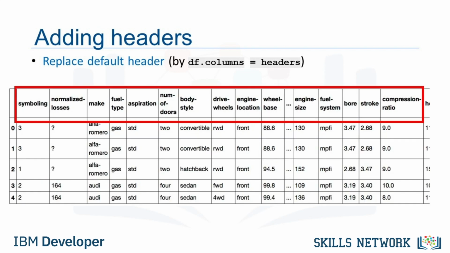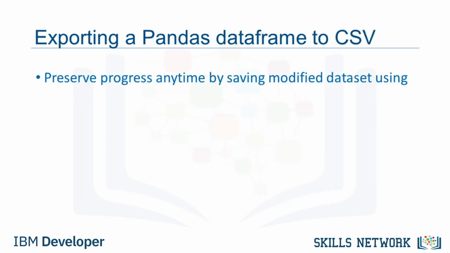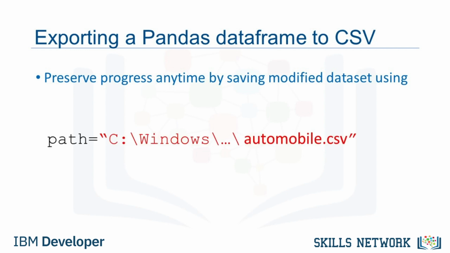At some point in time, after you've done operations on your data frame, you may want to export your Pandas data frame to a new CSV file. You can do this using the method to_csv. To do this, specify the file path, which includes the file name, that you want to write to. For example, if you would like to save data frame df as automobile.csv to your own computer, you can use the syntax df.to_csv.